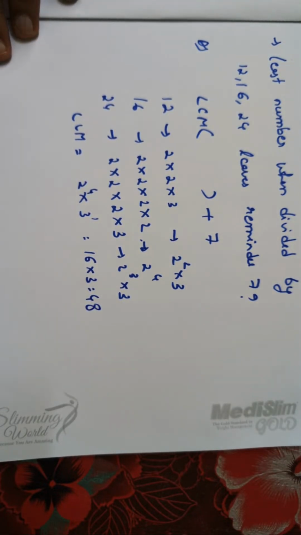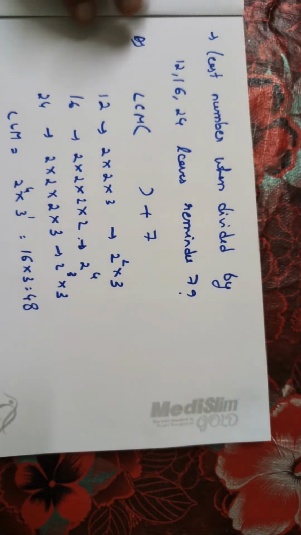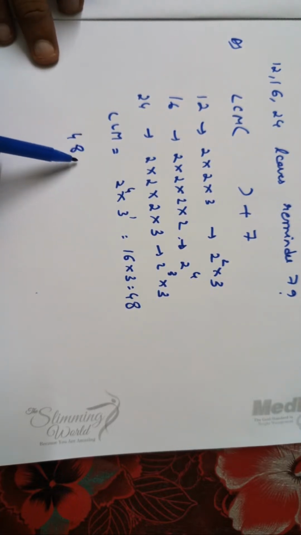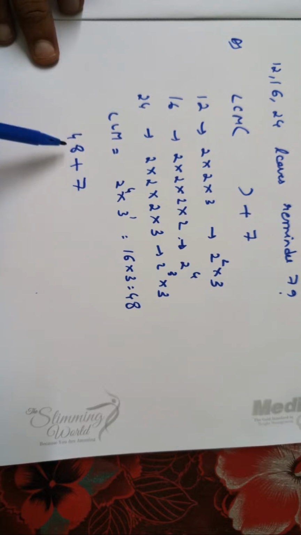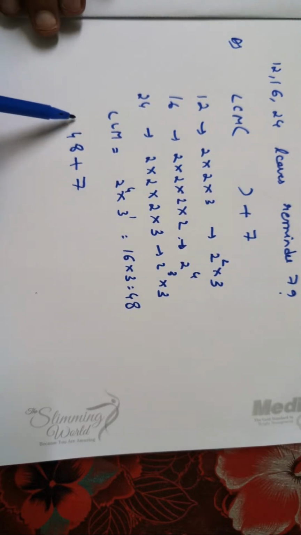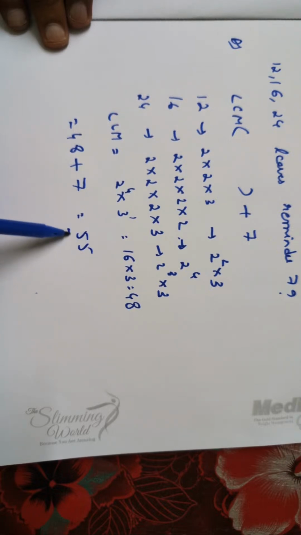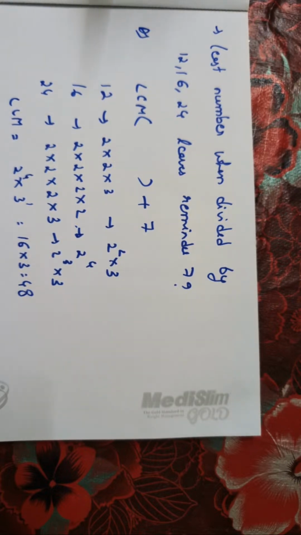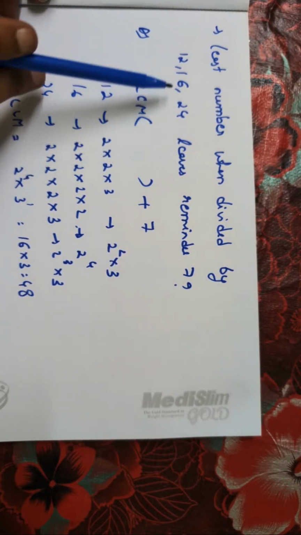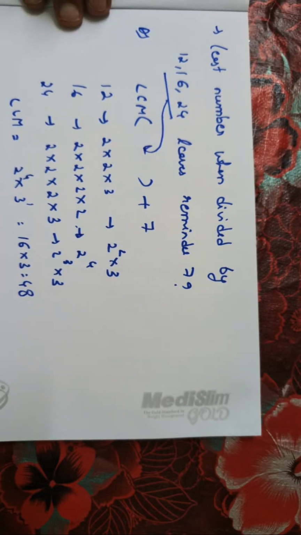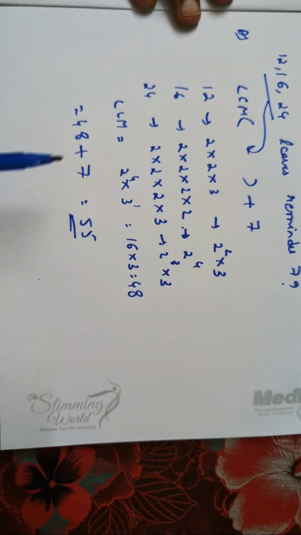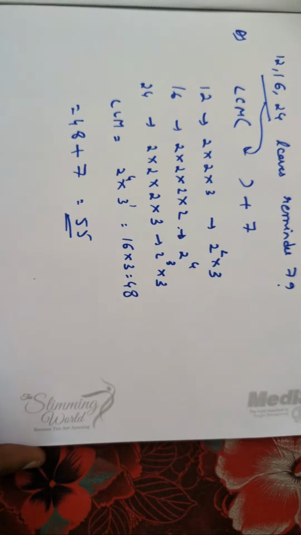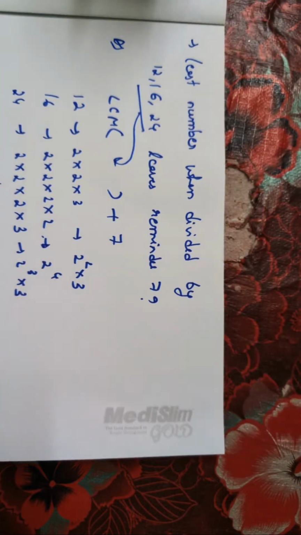Now they are asking the least number which when divided by 12, 16 and 24 leaves remainder 7. So the least common multiple is 48, and they are asking for remainder 7. So the number should be 7 greater than the least common multiple. So the answer is 55. So for any question, if they ask for the least number which when divided by some numbers leaves a remainder, the solution is to find the LCM of those numbers, and then add the remainder, here 7, to get the required answer. Let's move to the other question.